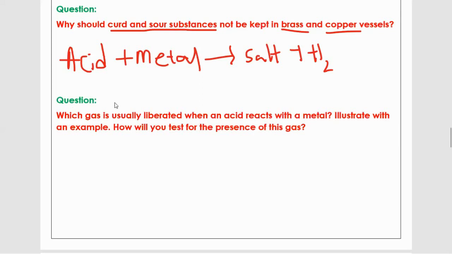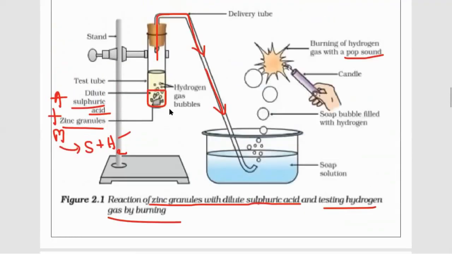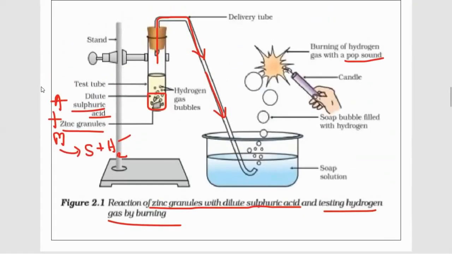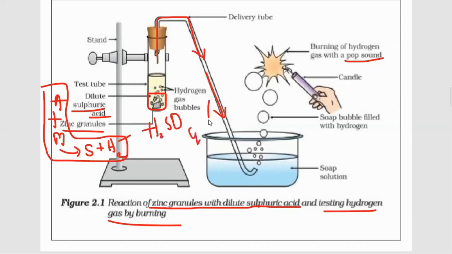And next question, which gas is usually liberated when an acid reacts with metal? When an acid reacts with metal, what gas is produced? Answer is H2. Illustrate with an example. You can say this example, or simply you can write the equation. Acid is sulfuric acid, H2SO4, and metal is zinc, Zn, gives rise to zinc sulfate, ZnSO4, plus hydrogen gas, H2. That equation you can write.